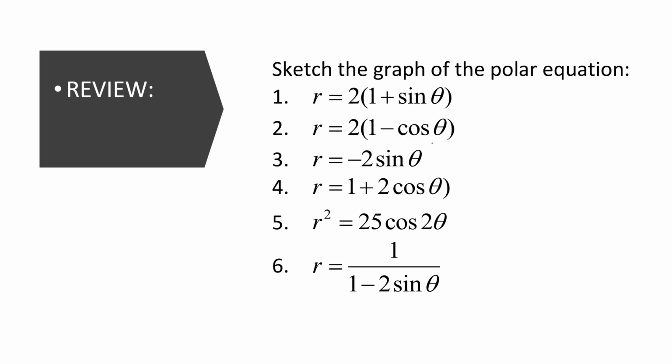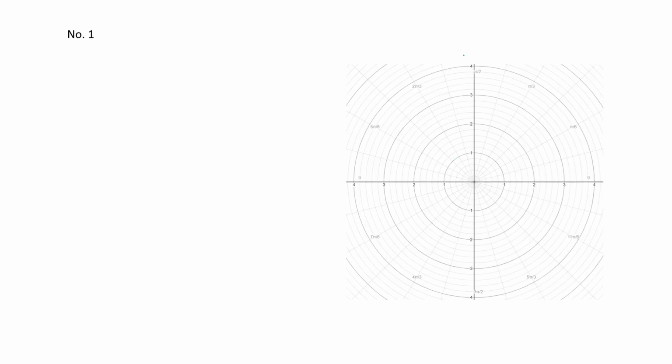Okay, so let's try to sketch these equations, up until number 3 lang. I think number 3 will give us a negative value, and a negative value in your r will have a different method of graphing. So let's start with r equals 2 times (1 plus sine theta).